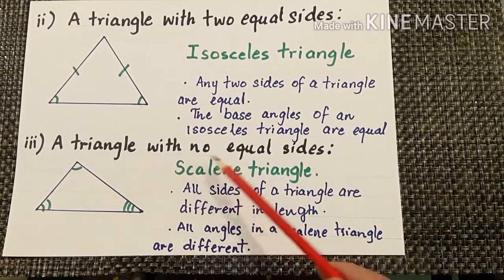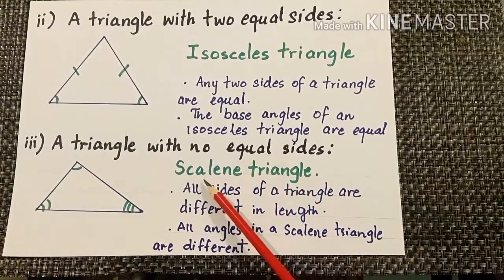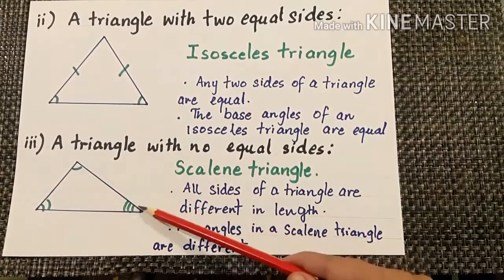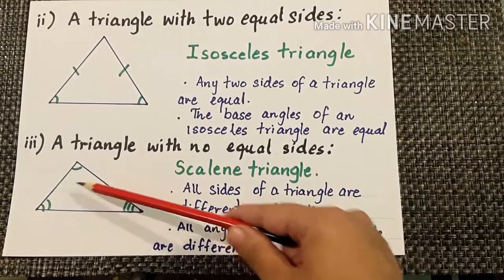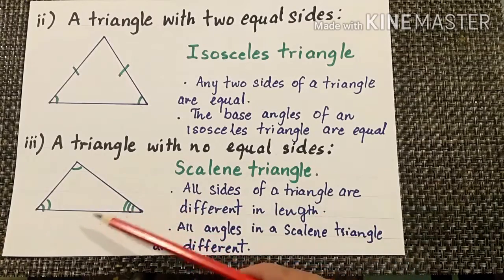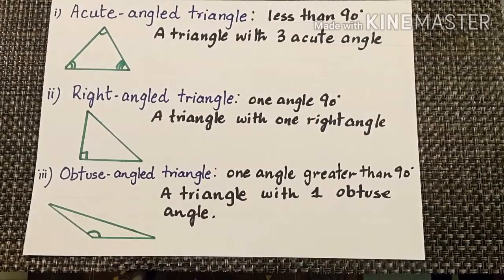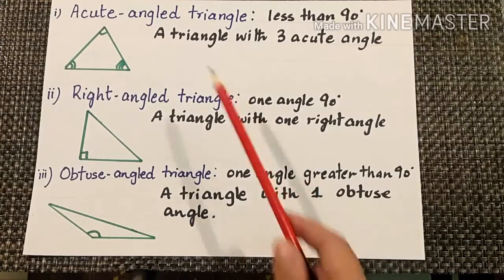Now a triangle with no equal sides is known as a scalene triangle. All sides of the triangle are different in length. Like this triangle, all the sides are different in length and all the angles in the scalene triangle are also different in measurement. Now classification of the triangle with respect to angles.